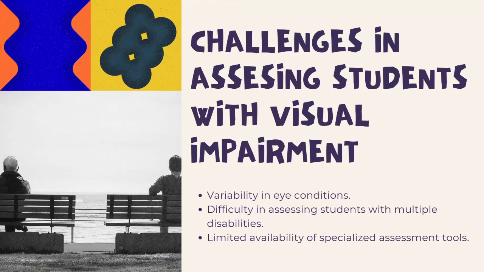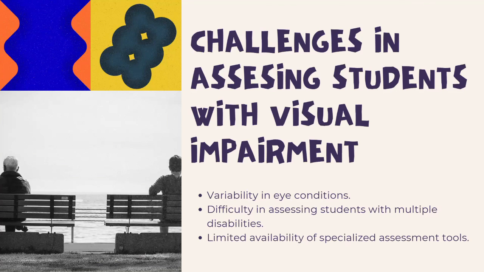Some students have stable conditions, while others have progressive conditions, meaning their vision declines over time. This makes assessment complex because a child's vision may change, requiring frequent re-evaluations. Some students have functional vision in certain environments but struggle in others, like bright or dim lighting.